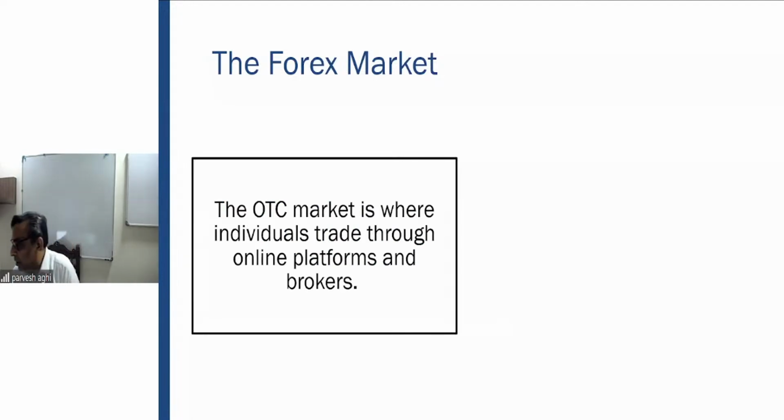Now, the OTC market is where individuals trade through online platforms and brokers. So this is the retail segment of the market where we always go to the online platforms and interact with brokers for buying the currency of our choice. Suppose I'm importing something to England, so I need pounds, or if I'm importing something from the US, I need dollars, or if I'm importing from Japan, I need yens. So these are the markets where people who require dollars, other than the banks themselves, go.